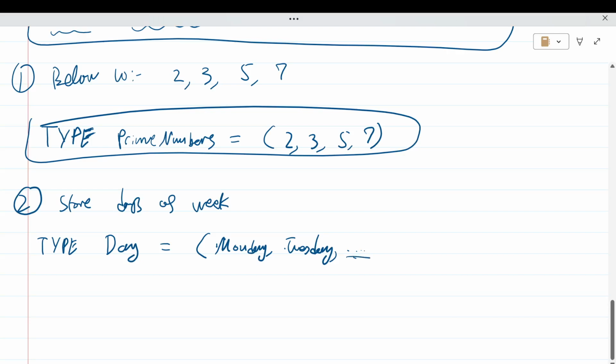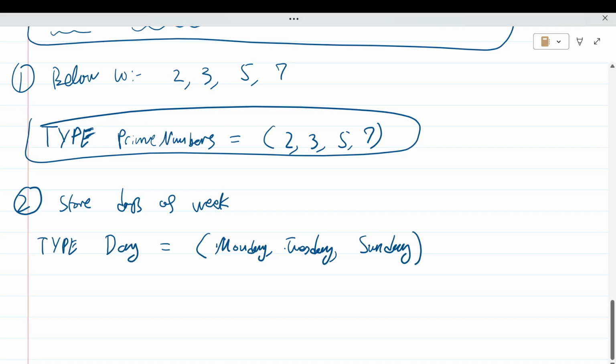You don't write the dots, by the way. I'm just writing them to save time. You have to write it all the way to Sunday. I'm just going to write Sunday in here. Suppose I have written all of the names of the days inside a week.